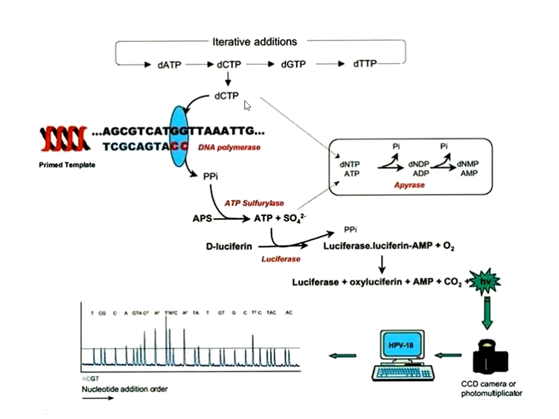And then deoxycytidine triphosphate will get added with the release of pyrophosphate. This pyrophosphate is then utilized by the next enzyme in the pyrosequencing reaction, that is ATP sulfurylase. It will use this released pyrophosphate to convert APS, that is adenosine phosphosulfate, into ATP.